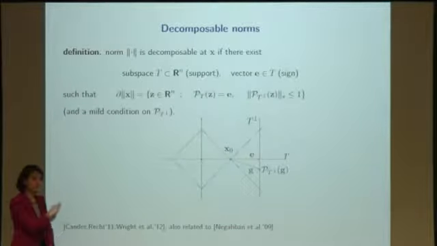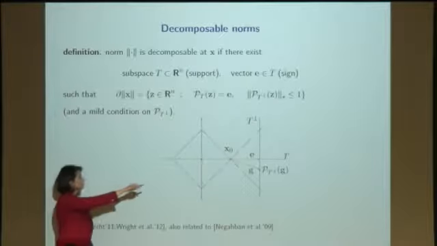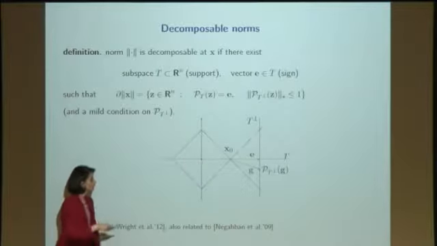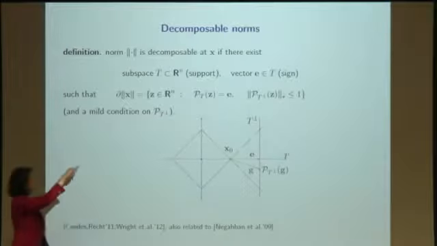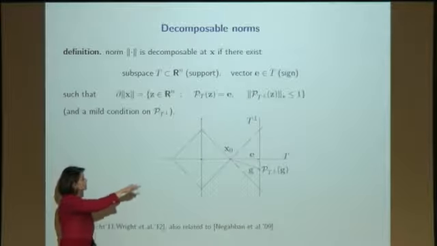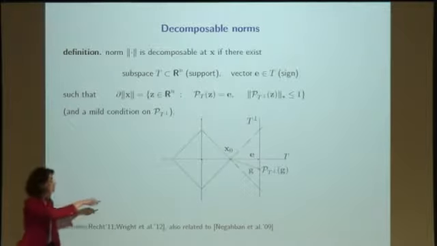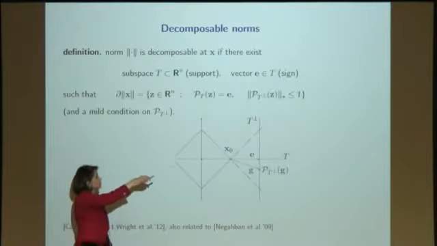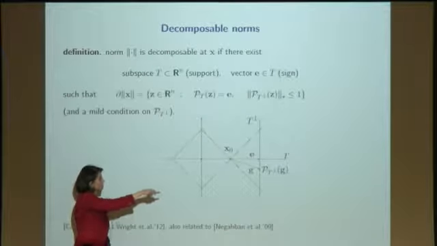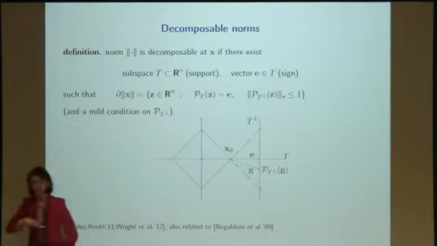So the norm is not differentiable at that point. Therefore, I have a whole set of subgradients, which is this cone. G is one of those. And so this decomposability says G can be written as E plus the projection of G onto T perp. And this projection has dual norm less than 1, which in this case means infinity norm less than 1, meaning that the projection lies between -1 and 1 along this axis. So that's what decomposability means for the L1 norm.